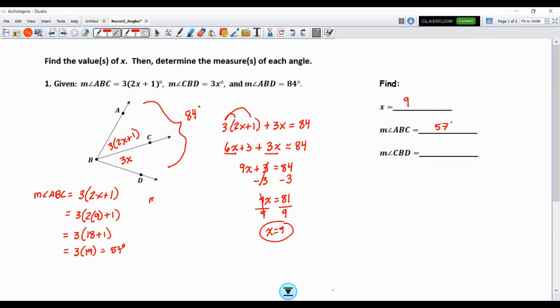Last, we'll find the measure of angle CBD. Angle CBD is equal to 3 times x. Since we know that x is equal to 9, we can substitute in 9 and calculate. 3 times 9 is 27 degrees. And CBD then has a measure of 27 degrees. You might have guessed this, since 57 and 27 both have to total to 84 degrees.